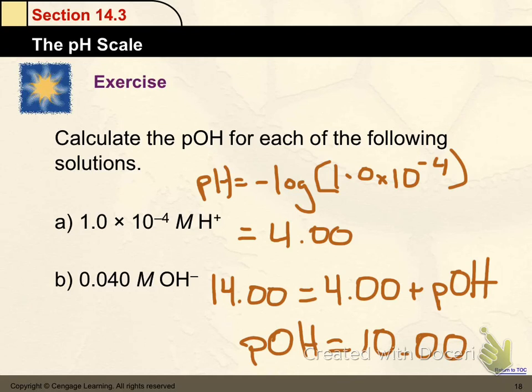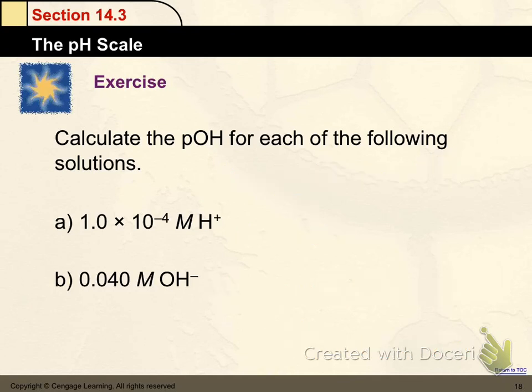And then we could find it in the same manner for the bottom. We could figure out the pOH by working pOH equals negative log of OH minus. And that one's a little bit easier, and it'll give us a value of 1.40 if we have that large molarity of hydroxide.